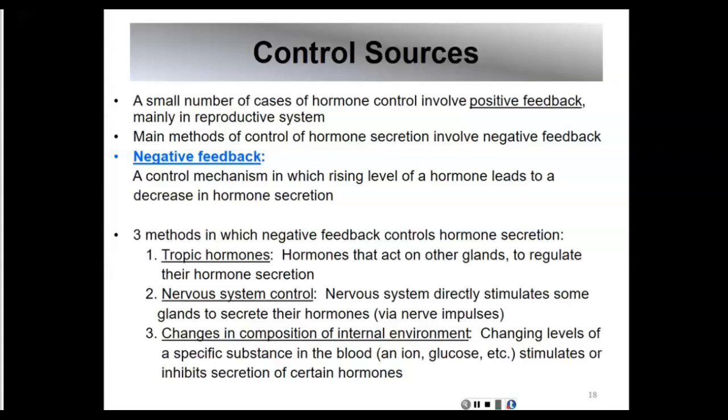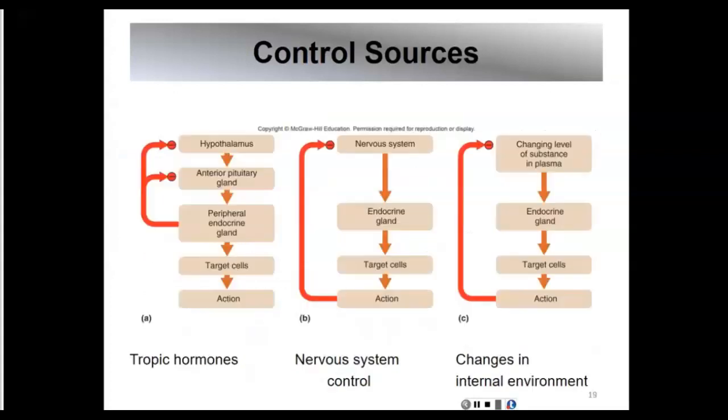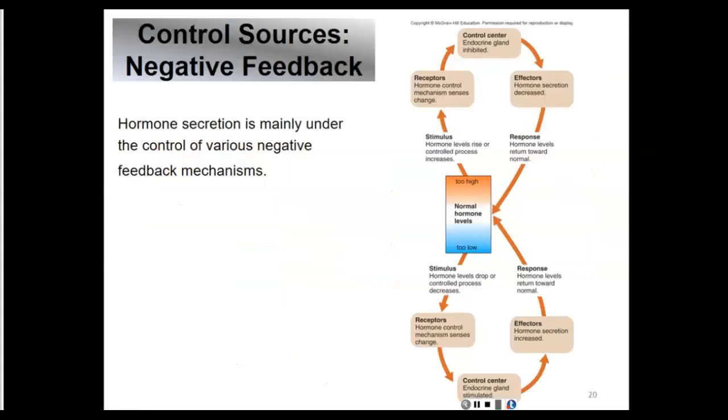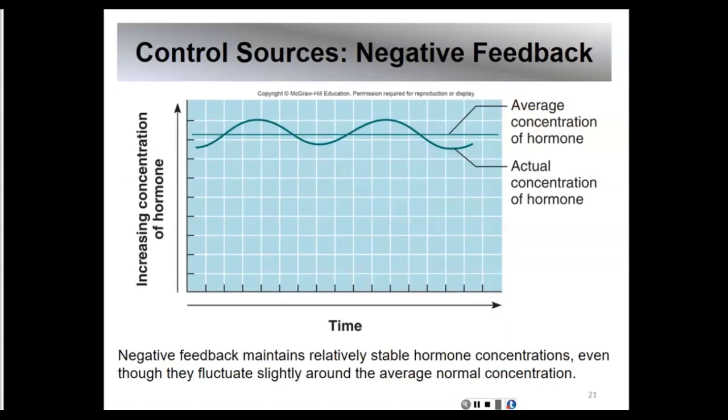So changing levels of substances in the blood, like glucose, will stimulate and inhibit secretion of certain hormones. So here is that flow chart. Here again, this is from chapter 1, our negative feedback system. Negative feedback maintains a relatively stable hormonal concentration over time in your body, even though they fluctuate slightly around an average normal concentration.